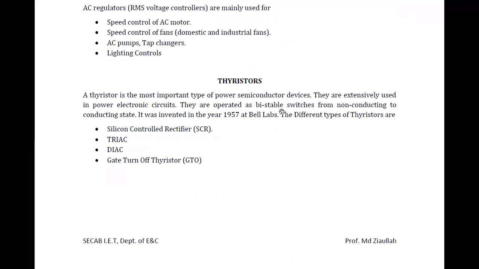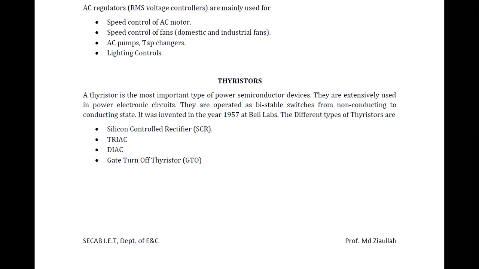So what actually is a thyristor? Why is it named thyristor, what do you mean by thyristor, and is it a semiconductor or a power semiconductor? The thyristor is the most important type of power semiconductor device. There are a lot of semiconductor devices in the market, like the PN junction diode, the Zener diode, and many others. But the thyristor is not just a semiconductor device, it is a power semiconductor device.